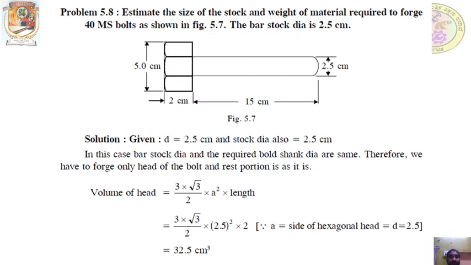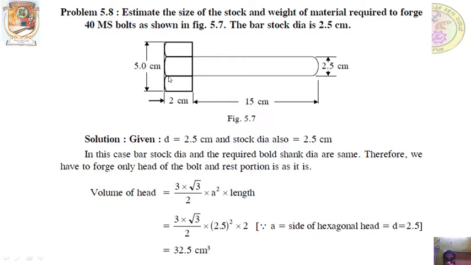Next problem is: estimate the size of the stock and the weight of the material required to forge 40 MS bolts as shown in figure 5.7. The bar stock diameter is 2.5 centimeter. So estimate the size of the stock, that is the length of the stock. The bar stock diameter is already given as 2.5 centimeter, and the weight of the material required to forge the MS bolts. So you have to calculate the weight and the length of the bar stock for preparing 40 MS bolts as shown in the figure. The bar stock diameter is 2.5 centimeter.